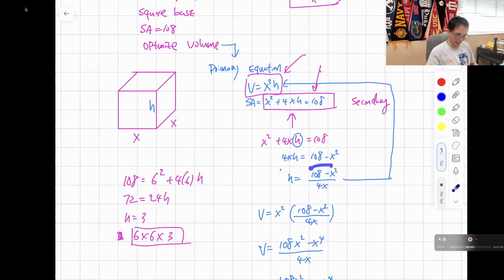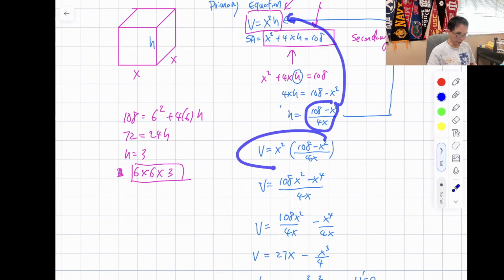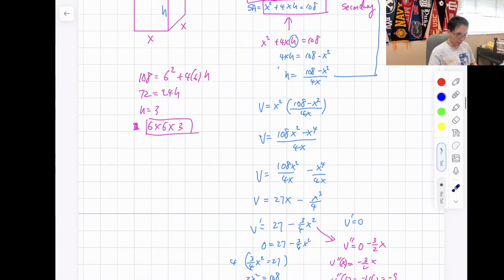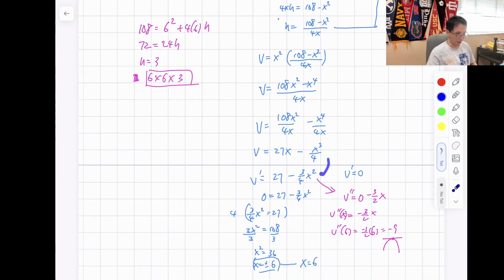So I'm going to plug this into the first equation, because that way, instead of x squared h, I have everything in terms of x. So you have this part, you plug in the h, and then you distribute it, simplify, split, and you get 27x minus x cubed over 4. Then you take a derivative, because that's going to give you a maximum or minimum. And then you go ahead and solve it. x is equal to 6.